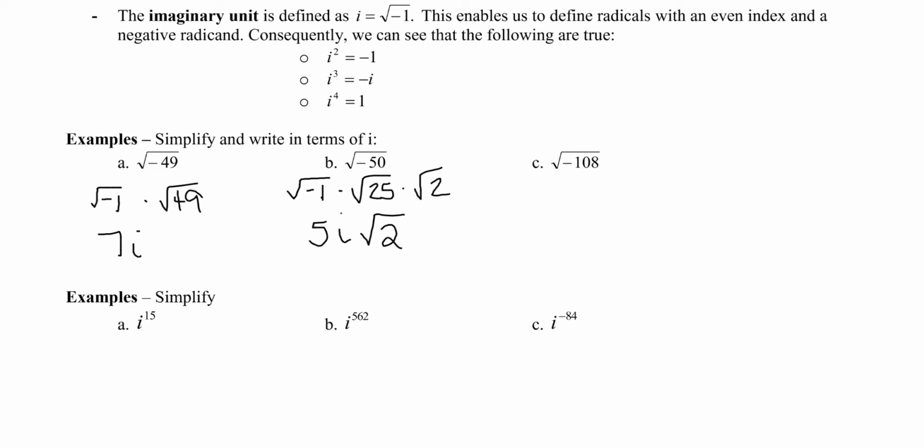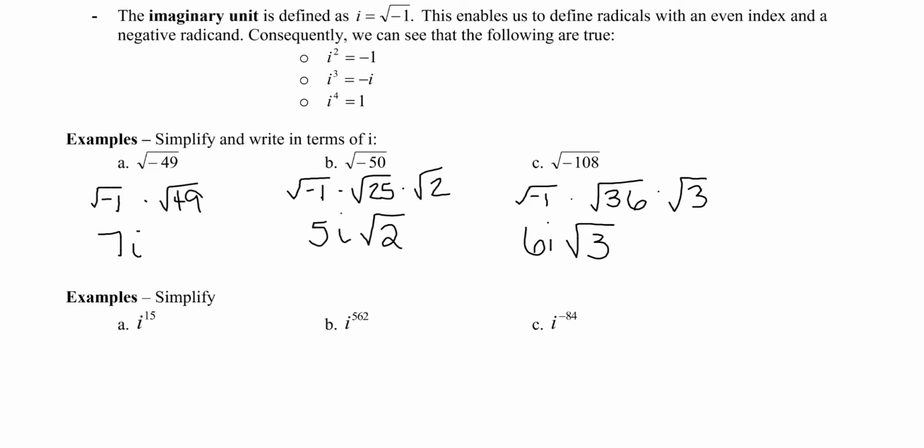Right now we're going to look at the square root of -108. And I know for 108, I'm going to use the square root of -1 times the square root of 36 and the square root of 3. So when I break this down, the square root of -1 equals i. The square root of 36 is 6, so I'll have 6i. And then the square root of 3 we'll leave alone, so we have 6i square root 3.